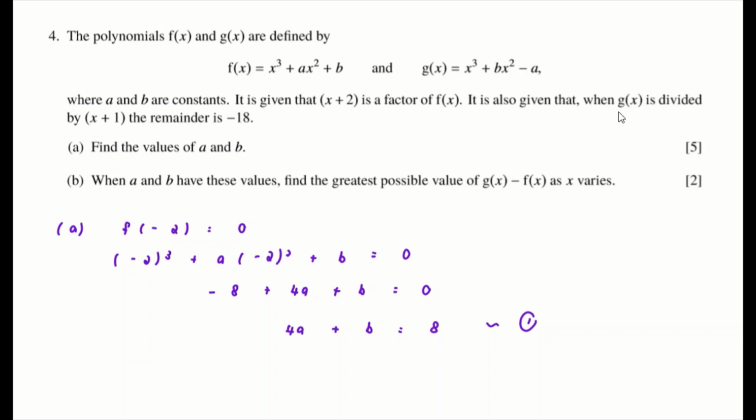It is given that when g of x is divided by x plus 1, the remainder is negative 18. By using the remainder theorem, we know that when you divide by x plus 1, you get a remainder of negative 18. Which means when you substitute negative 1, you'll get negative 18. Same thing, let's do some substitution: negative 1 cubed plus b times negative 1 squared, minus a, is equal to negative 18.